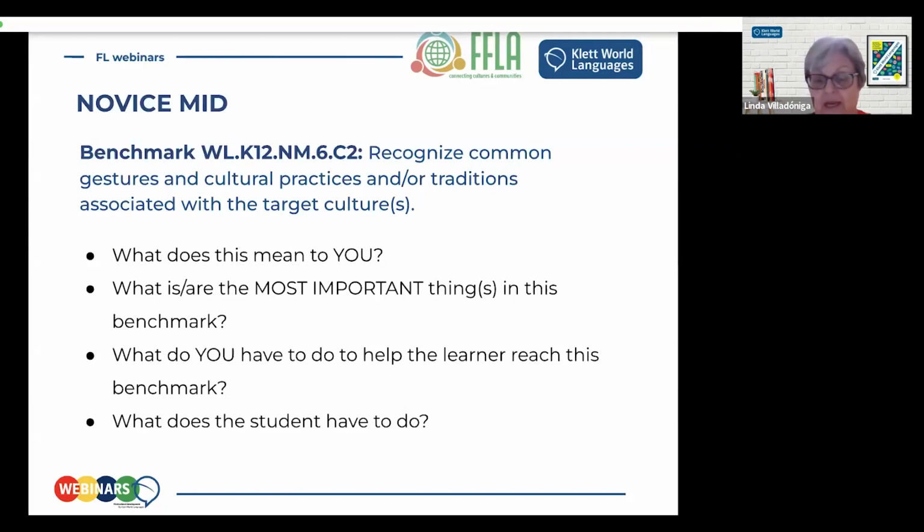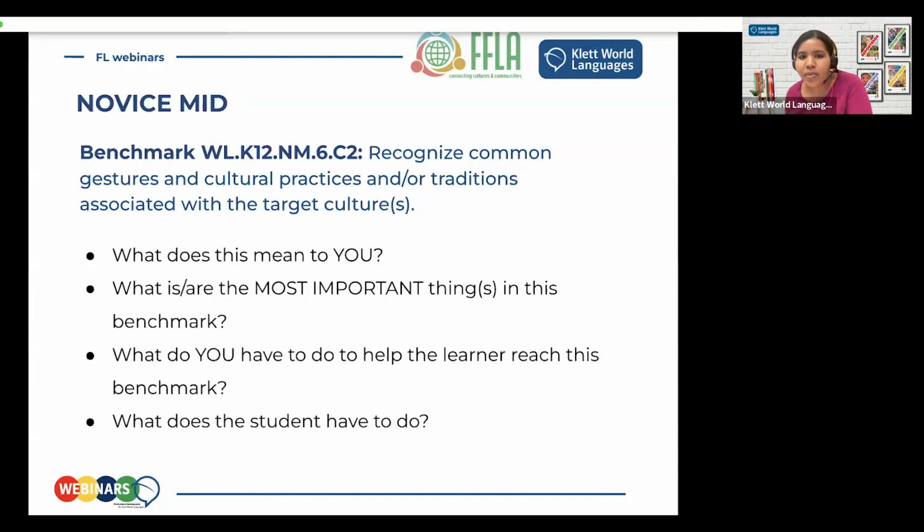You don't have to write anything down, but if you want to, please feel free. What is or are the most important things in this benchmark? What do you have to do to help the learner reach this benchmark? And what does the student have to do? So it's sharing the load. You are imparting the knowledge and they have to internalize it somehow and prove to you that they've internalized it. So I want you to take just a couple of seconds and think about it because in the next couple of slides, we're going to show you examples from reporteros that you can use to teach this benchmark.